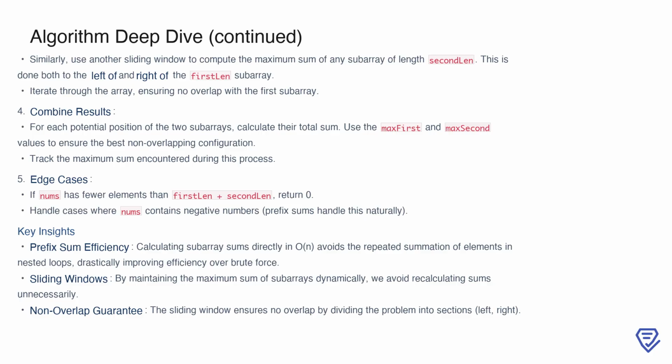To handle edge cases, we return 0 if the array is too small to contain both subarrays. Additionally, the use of prefix sums naturally accommodates negative numbers, ensuring that the algorithm remains robust even with such inputs. By combining these techniques, we achieve an efficient solution that avoids redundant computations.